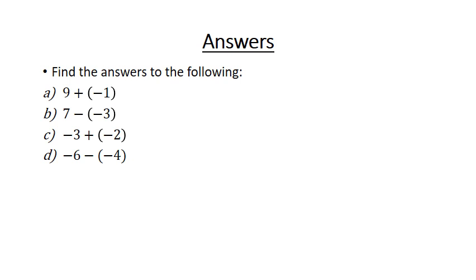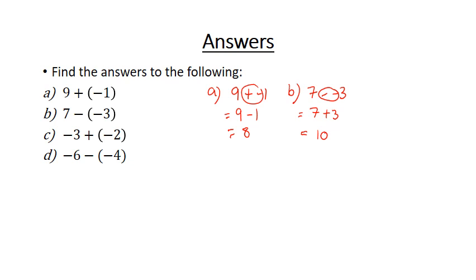Alright, so let's see how you went. In question A, we've got 9 plus -1. Here we have a positive and a negative next to each other, so we can rewrite this as 9 take 1, which gives us an answer of 8. In question B, we had 7 minus -3, or 7 take away -3. That gives us 7 plus 3, because we have a minus and a minus next to each other, which means a plus, and gives us an answer of 10.